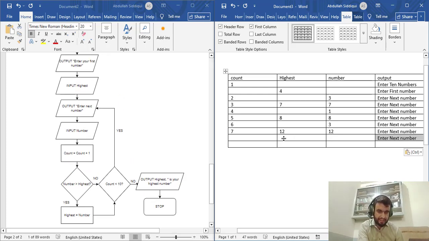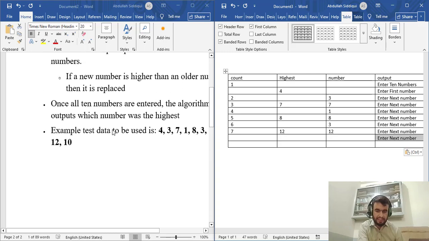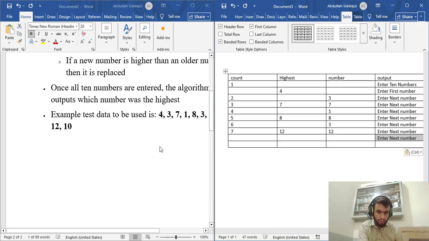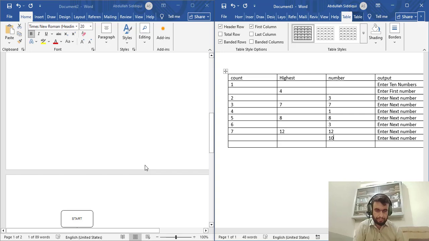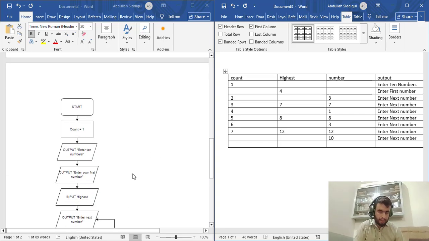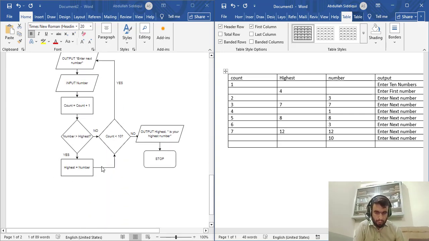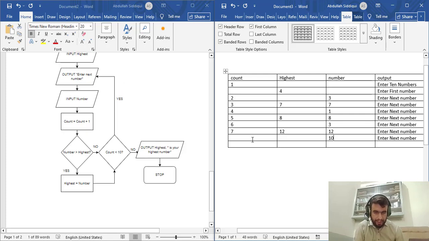So next take the input. What is the input? The input is now 10. Now what I have to do? I have to increment the count by 1, which is 8 now. So next, is the number greater than highest?